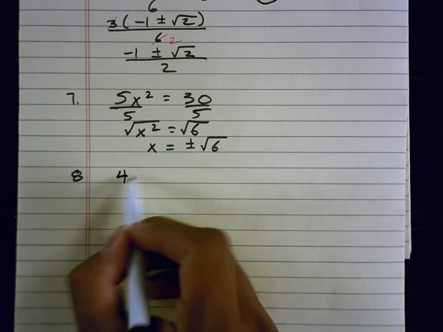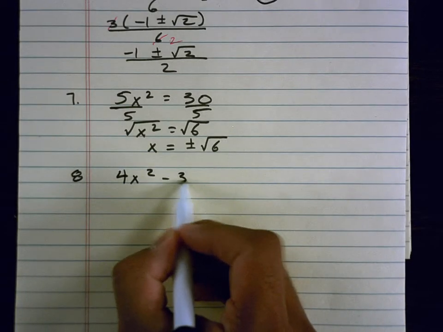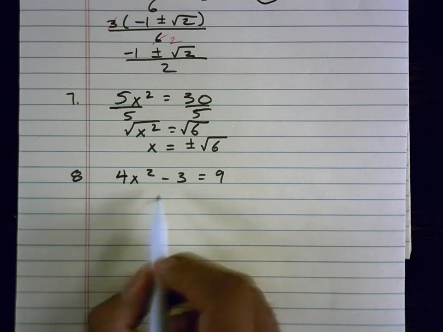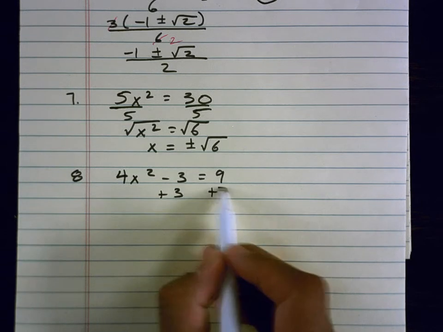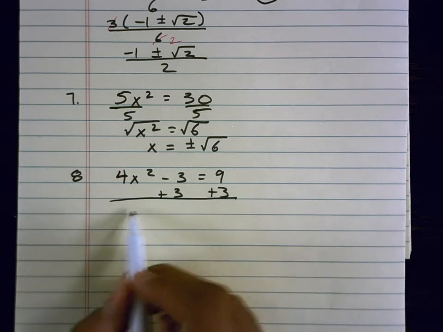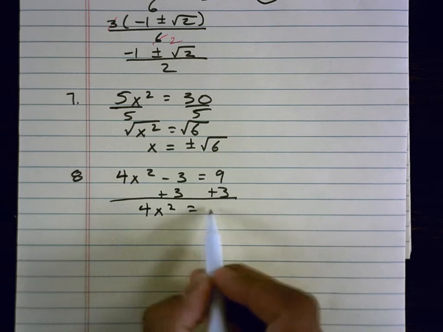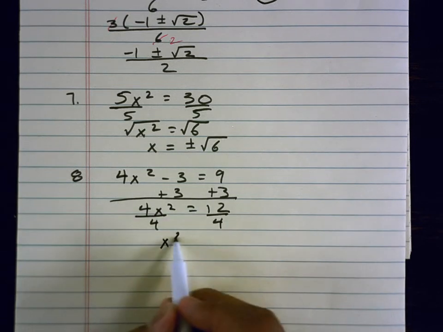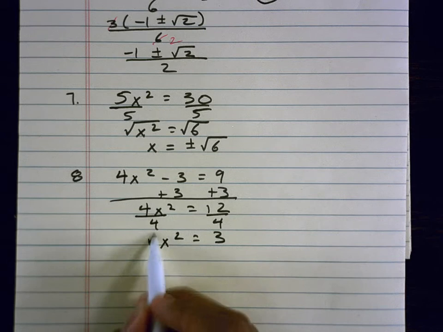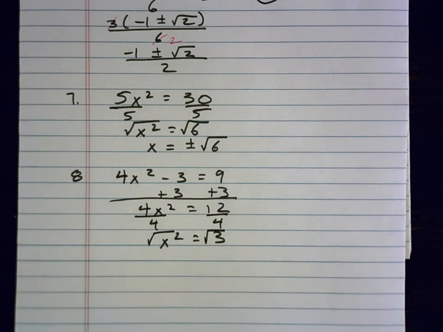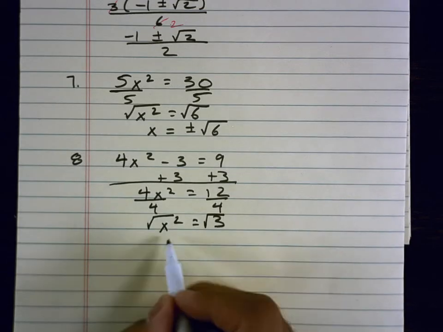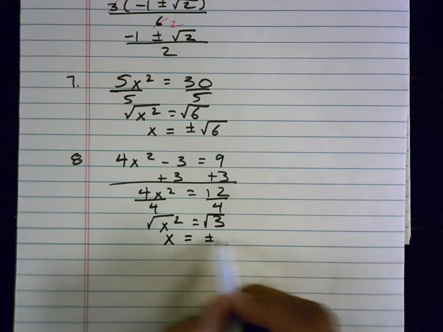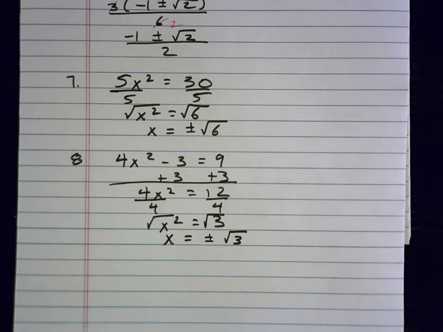Number 8, 4x squared minus 3 equals 9. I'll go ahead and add 3 to both sides. This gives me 4x squared equals 12, divided by 4. x squared equals 3. Take the square root of both sides. And then I get x equals plus or minus the square root of 3.